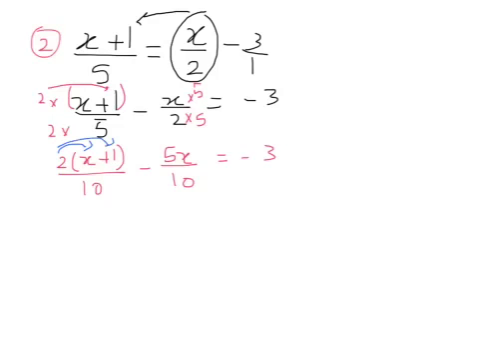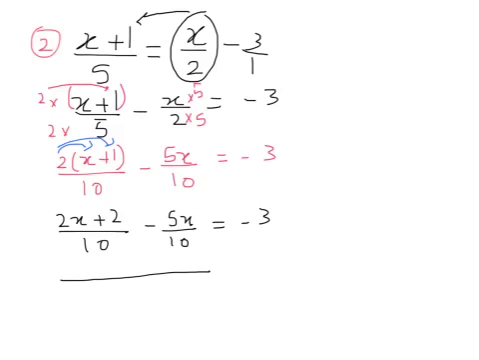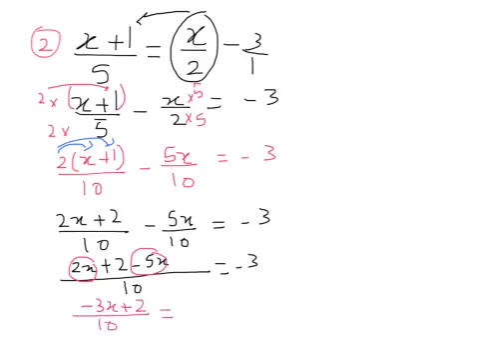So now I will get 2x plus 2 over 10 minus 5x over 10 equal to minus 3. It would be nice to put them all under one denominator, so I actually have 2x plus 2 minus 5x over 10 equal to minus 3. Now collecting like terms, as you notice we have the 2x and the minus 5x, which gives me minus 3x plus 2 has nothing to be added to, so over 10 equal to negative 3.